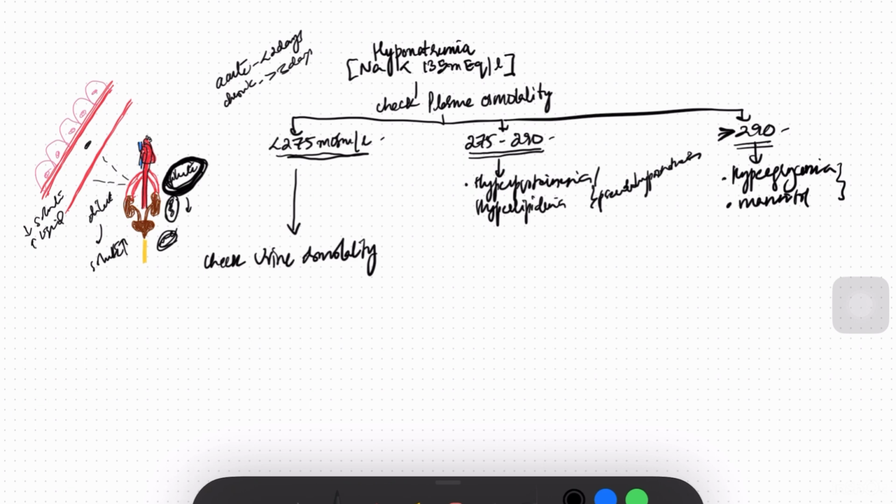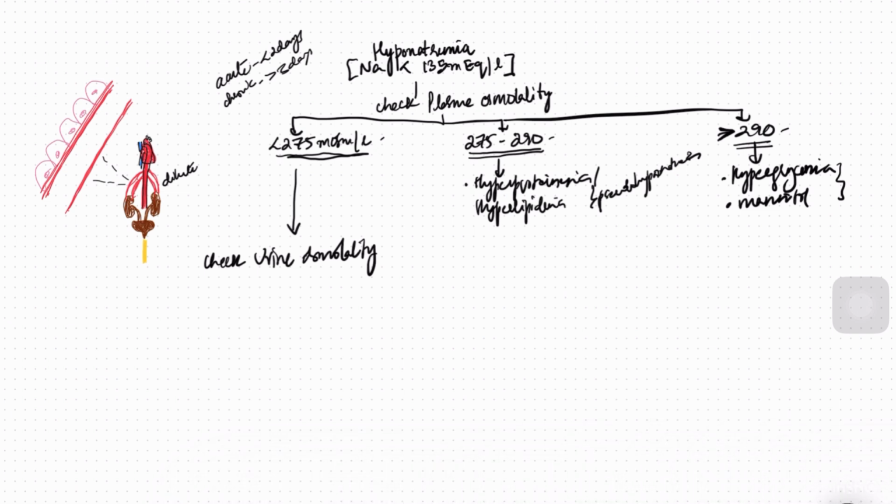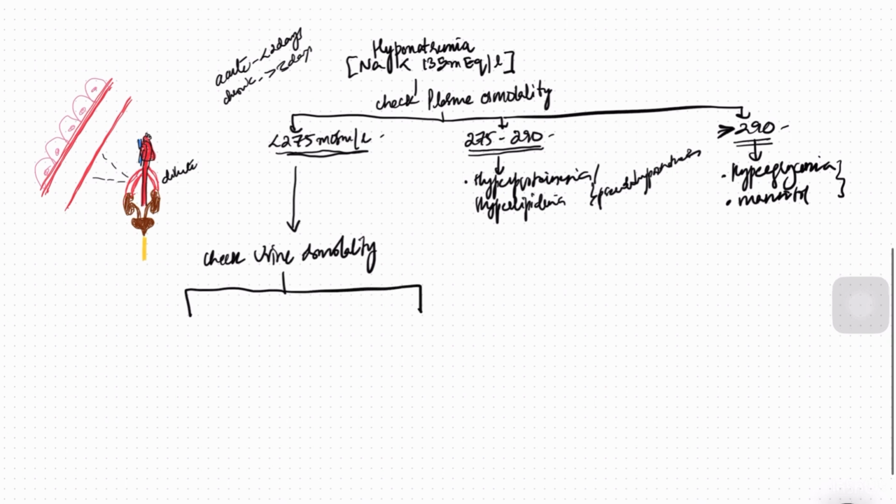So we essentially want to check if I've simplified this explanation and given you the basics of it. Essentially, we want to check if perhaps there's something wrong with the kidney. Is it functioning properly? So now we'll see.